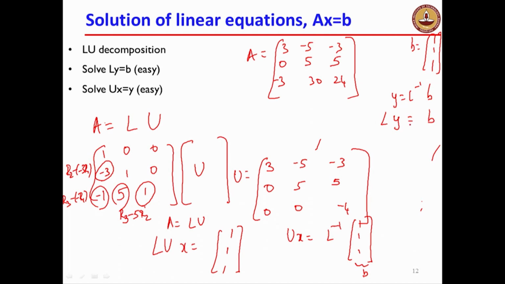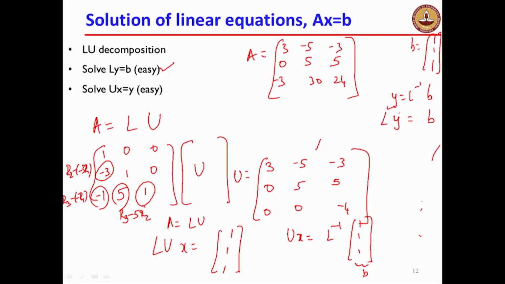Can I solve this system of equations? Yes, because it's a lower triangular matrix. So Ly equal to B I can solve. I just start from the top. So I can solve this easily and I can get Y. And once I get Y, I can solve Ux equal to Y, because that is my right hand side now.